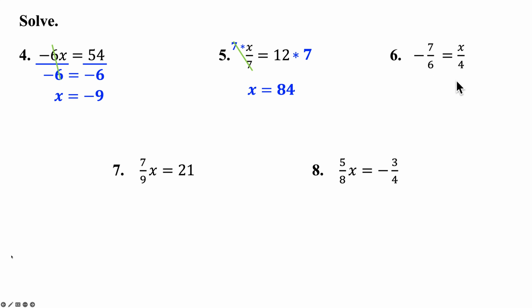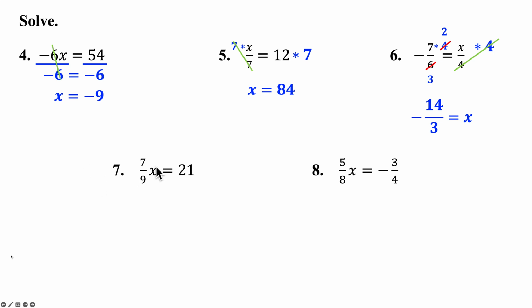Number 6, we have x divided by 4 on the right side. It's positive, so we'll just multiply 4 to both sides. 4's cancel. And 4 and 6 can reduce. We'll have a 2 and a 3. Negative 7 times 2 is negative 14 over 3. There's my final answer.